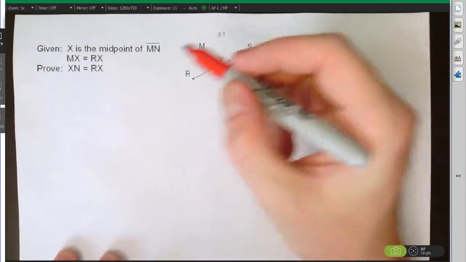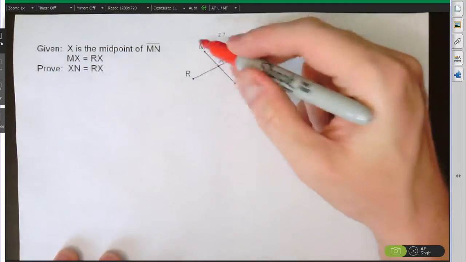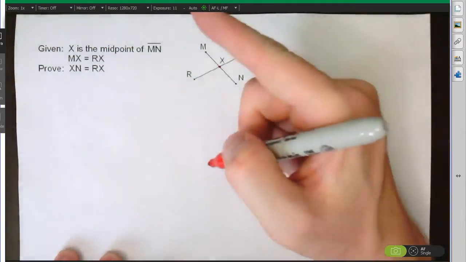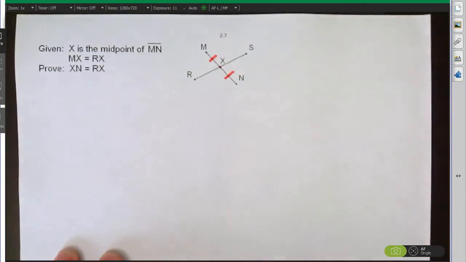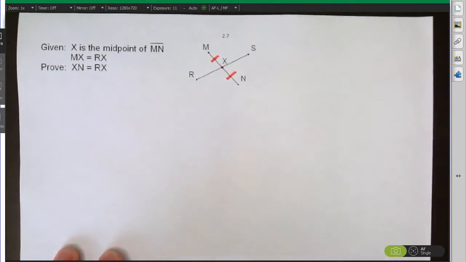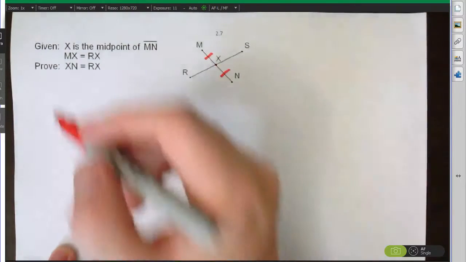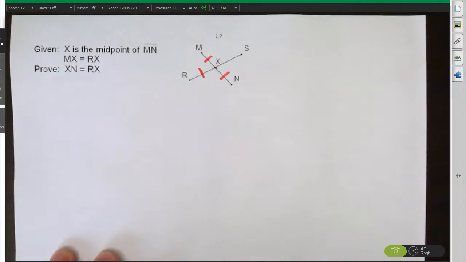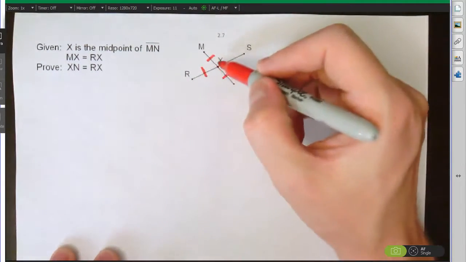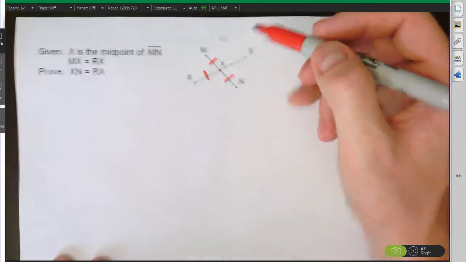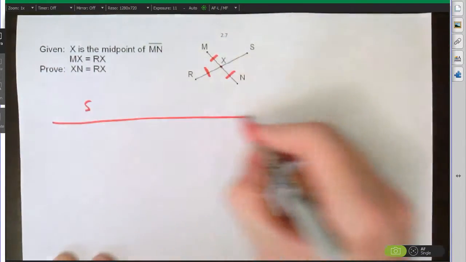So the first thing we know is X is the midpoint of MN. Now, what that means to us is, if we go back to the midpoint theorem, the midpoint cuts a segment into two congruent segments. MX is congruent to XN. We also know from the given that MX equals RX. Whoa, that means they have to have the same mark. And hey, what are we trying to do? Well, we're trying to say that RX is equal to XN, which again, like the last one, seems pretty obvious, all the same measures. So what we're going to have to do is find a way to say that.